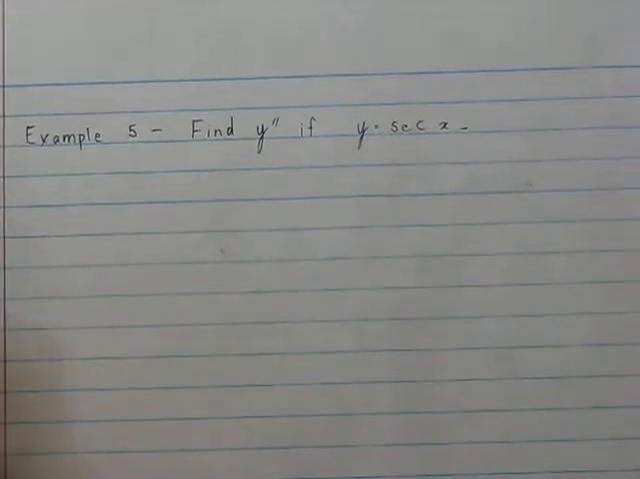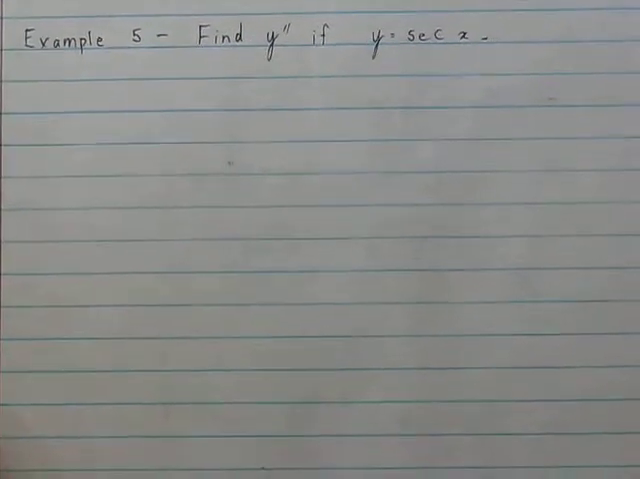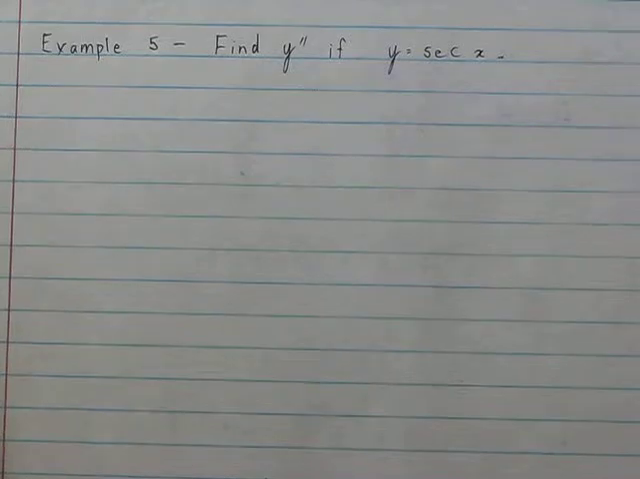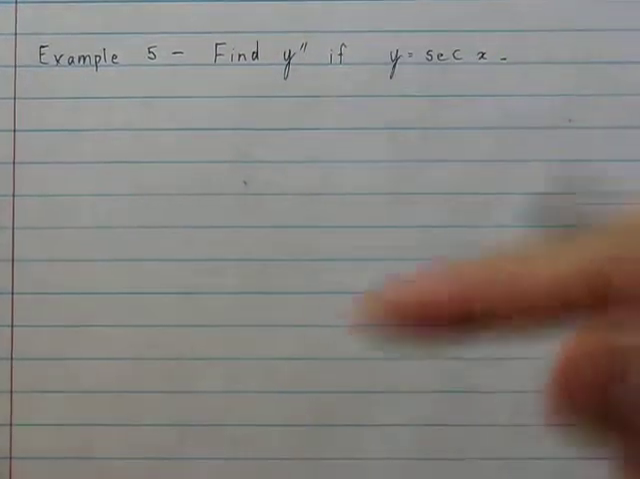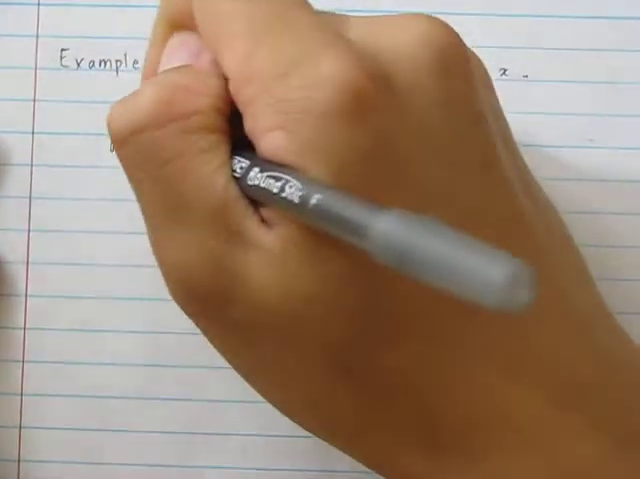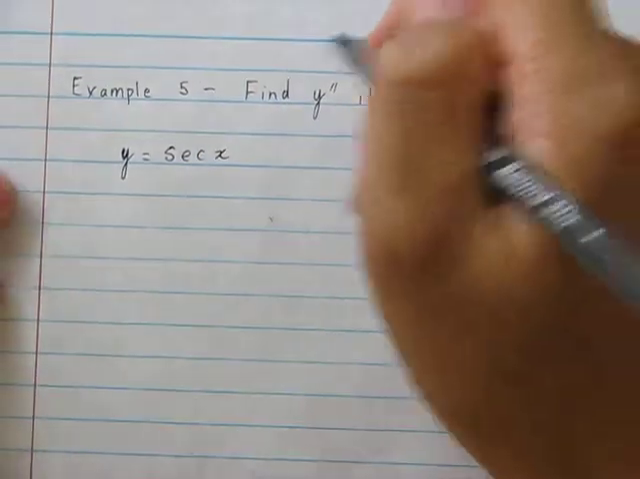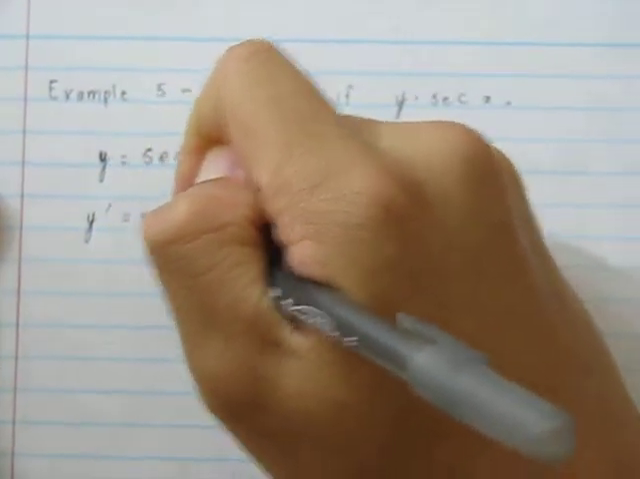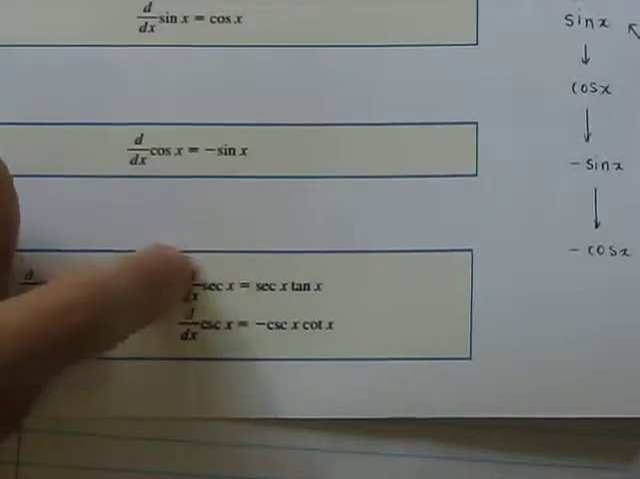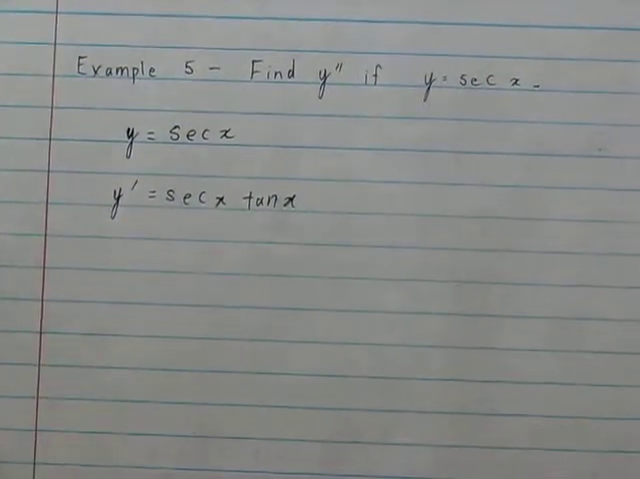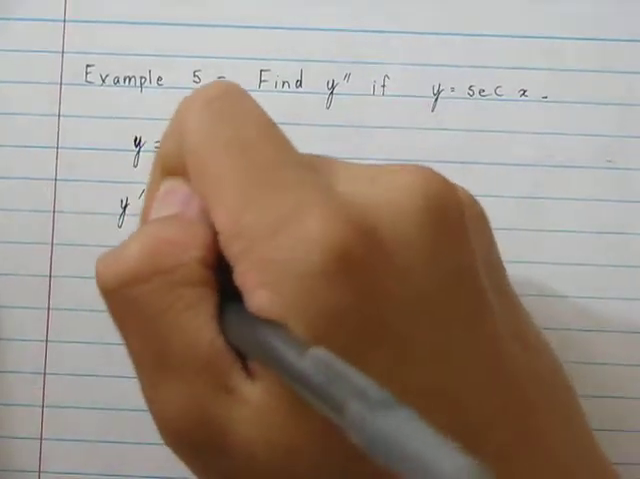Okay, now we're going to do a question, example number 5 from your textbook. It asks us to find y double prime, which is read as the second derivative. We're supposed to find the second derivative of a trigonometric function. You would first take your first derivative, and then you would take the derivative again, as if your first derivative is your position function and you're taking that derivative again. So you have y equals secant of x. So y prime should equal secant of x tangent of x. That's given right here. That's your first derivative. Then you're going to take your derivative again.